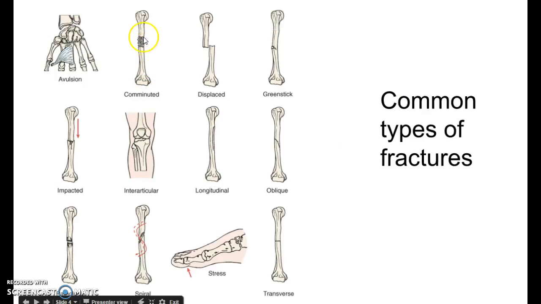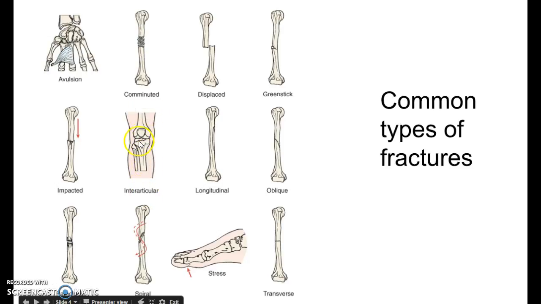Comminuted means it's going to be broken in more than one place, and usually these are going to be open fractures. So broken in two or more places, and the bone fragments are going to protrude through the skin. Displaced. Here's that greenstick I was talking about. See that it's incomplete, so there's a fracture there, but it just kind of bends along this axis. Impact fractures are pretty painful, so you can see the treatment for this one is we're going to have to do some type of traction, pulling that bone out.